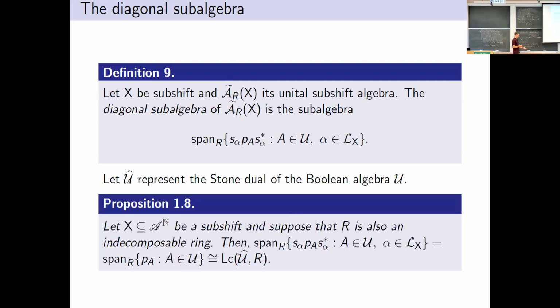And this commutative algebra is homeomorphic to the locally constant functions with compact support on the Stone dual of that algebra. So this is the big space where, if you want to get the groupoid, you're going to have to get the groupoid acting here, on this U hat.